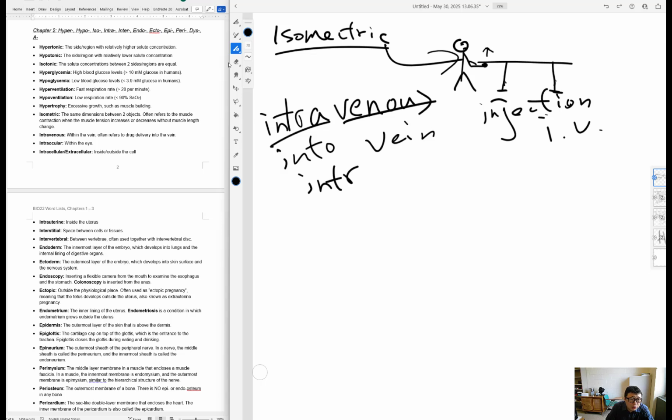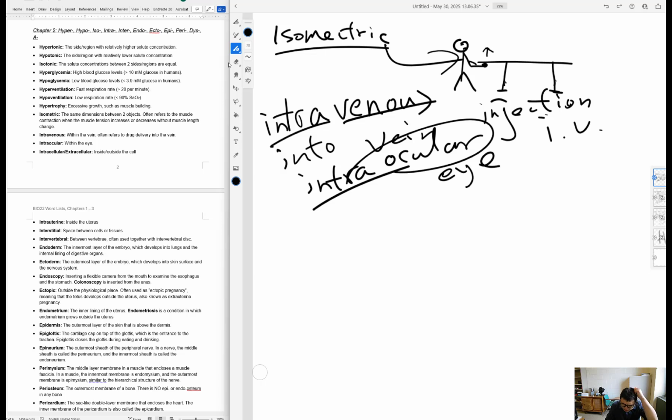Intraocular. Again, intra means inside. Ocular means the eye. Intraocular means injecting something into the eye. It can also be used to describe something already inside the eye, but also the administration of injecting something into the eye. For example, there's an experimental approach in clinical trials nowadays to inject islets into the eye to treat diabetes.